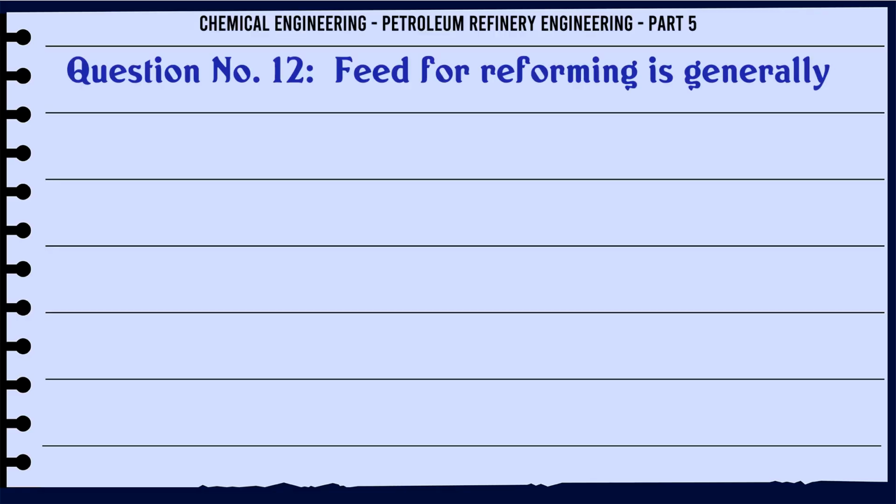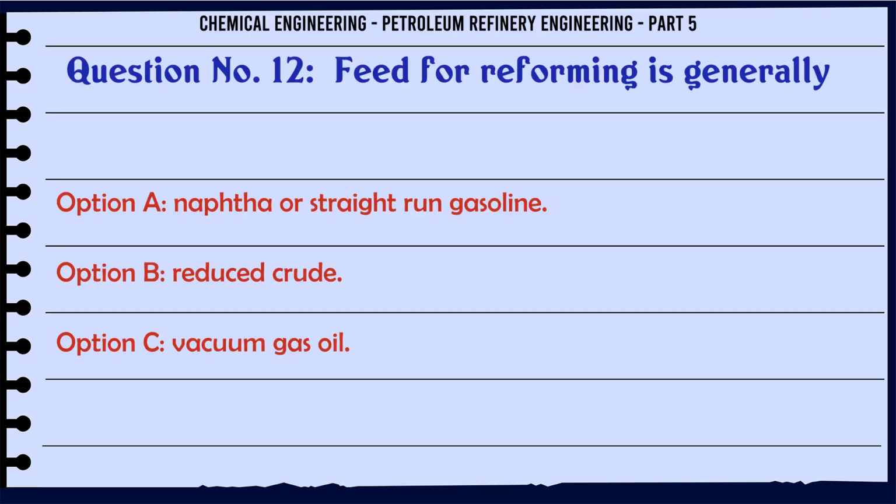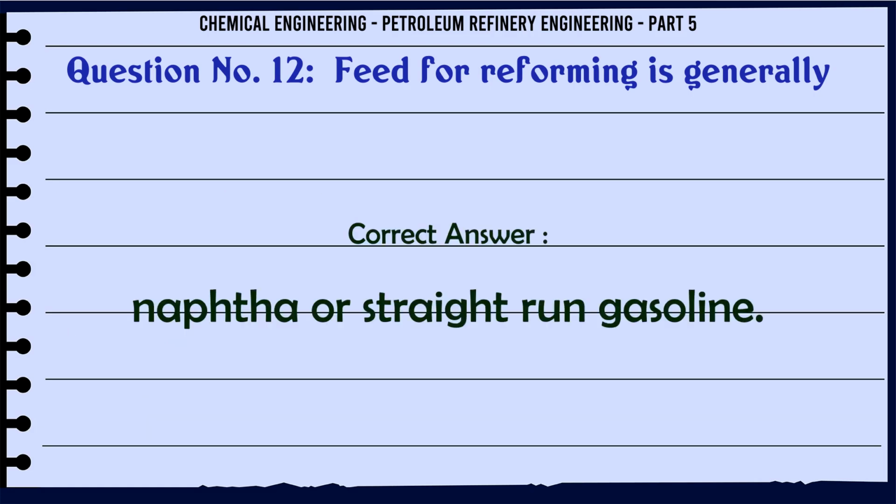Feed for reforming is generally A. Naphtha or straight-run gasoline. B. Reduced crude. C. Vacuum gas oil. D. Atmospheric gas oil. The correct answer is naphtha or straight-run gasoline.